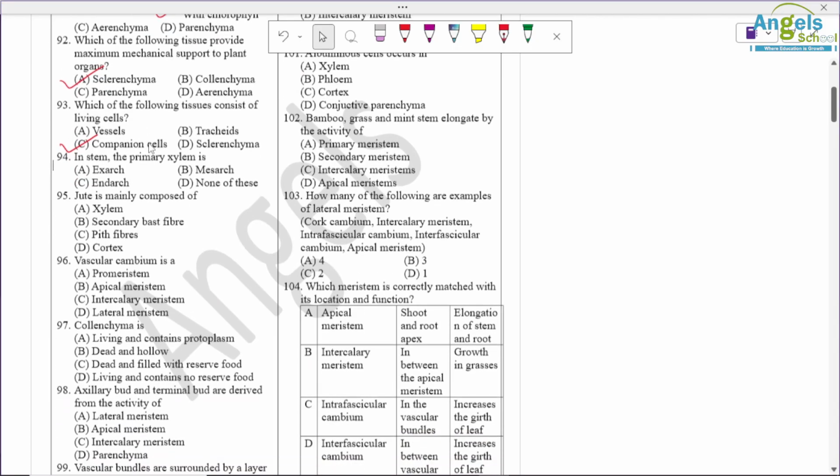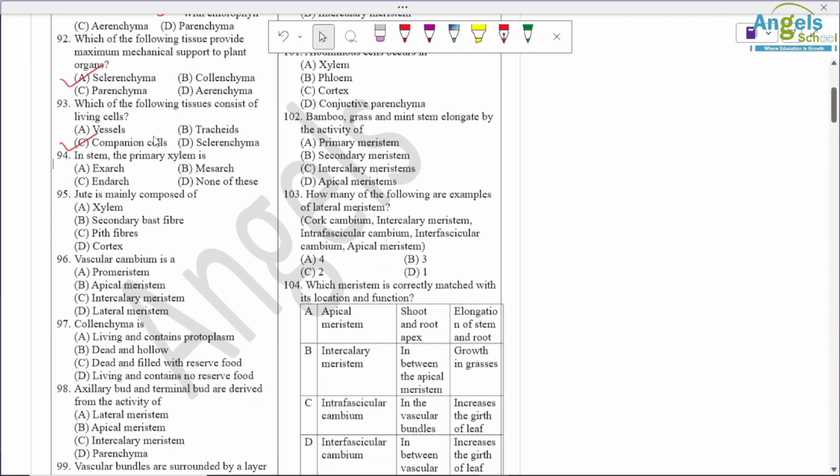In stem, primary xylem is endarch. Jute is mainly composed of, so it is a bast fiber or secondary bast fiber, so B is correct. Vascular cambium is, so it is a lateral meristem. Collenchyma is living and contains protoplast.